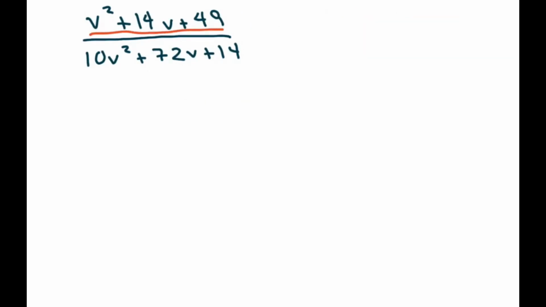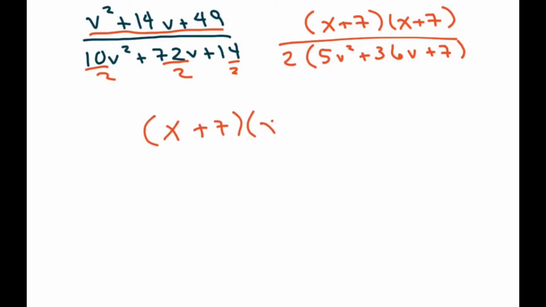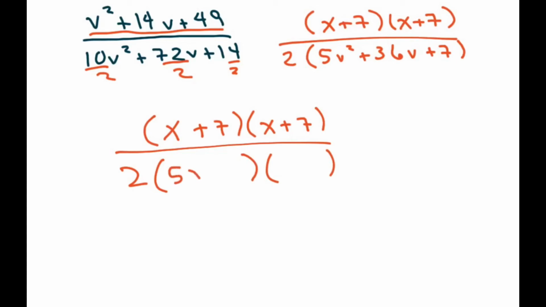This is a perfect square trinomial. So that's just going to be x plus 7 times x plus 7. In the denominator, I think I'm going to factor out a 2 first, because they're all divisible by 2. So factor that out and you get 5x squared plus 36x plus 7. So, since we're trying to reduce this, let's see. I have my 2 out here. Now I have to do this. I have a 5x and an x.